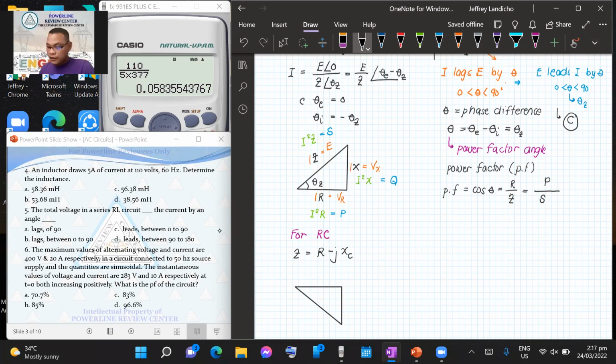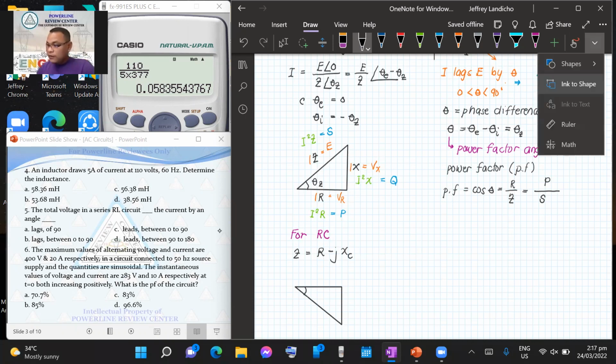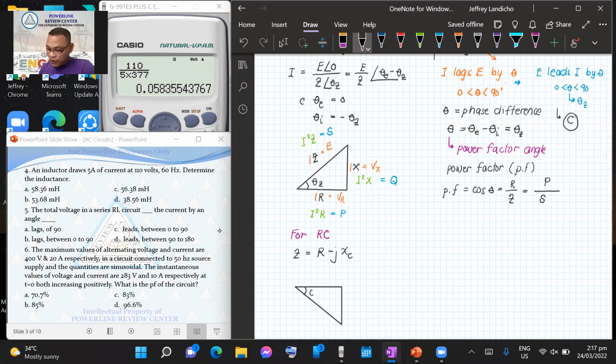Right triangle pa rin yan. Ito pa rin yung angle ng ating impedance. Ito pa rin yung resistance. Ito pa rin yung reactance. At ito pa rin yung impedance. Wala pa rin pinagkaiba. Okay? So the same. Yun nga lang, yung angle ng ating impedance ay nasaan na? Nasa baba. So that is at negative angle.